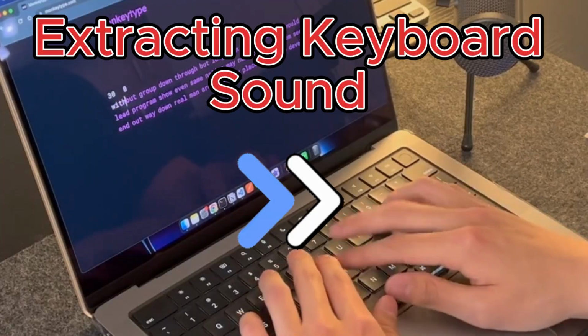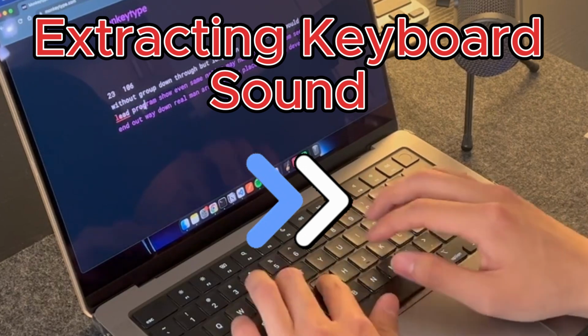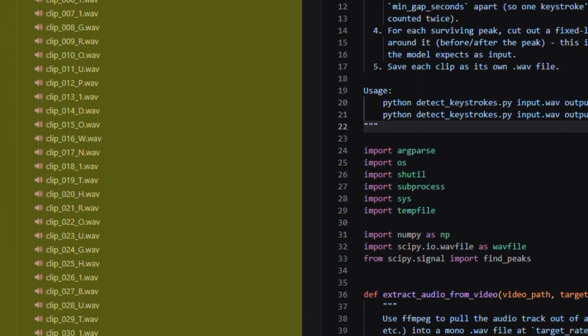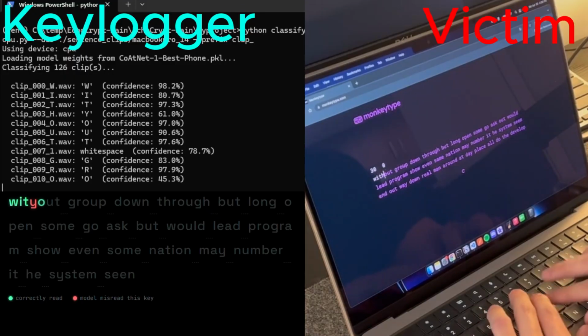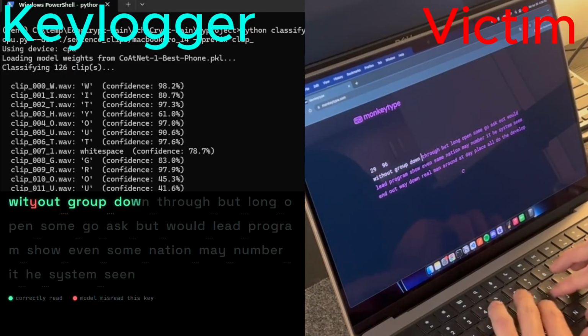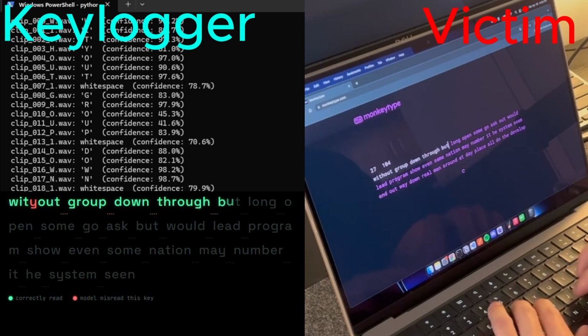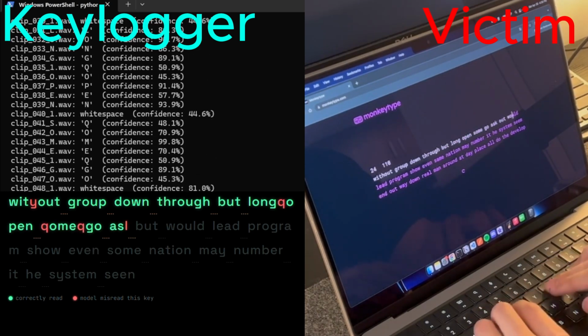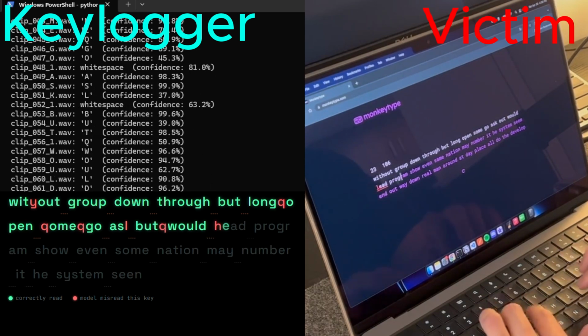I also tested this keylogger on a second video. I went through the same process of extracting the audio from the video and isolating each keystroke into its own file. So after doing this, I ran the keylogger, and it turns out my model made the exact same mistake it made in the first video where it confused the spacebar for the letter Q. This is actually a really good sign because it seems like it's being consistent, at least consistent with the mistakes that it makes.